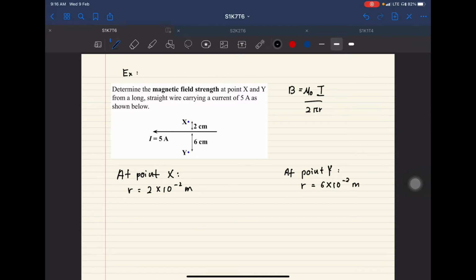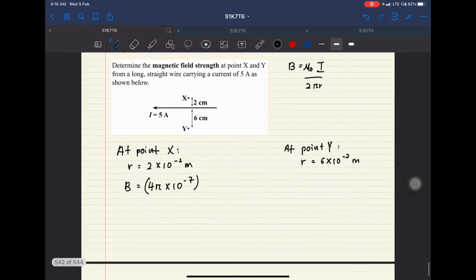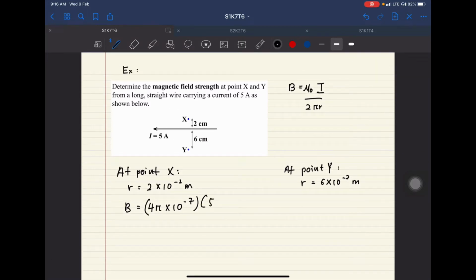So if you use that formula, B equals 4 pi times 10 to the negative 7. This corresponds to mu naught. Current is equal to 5. So you have 2 pi and then 2 times 10 to the negative 2, or 0.02. You can cancel out the pi, then this becomes 2. So you can press 2 times 10 to the negative 7 times 5 divided by 0.02. What I got here is 5 times 10 to the negative 5 Tesla.